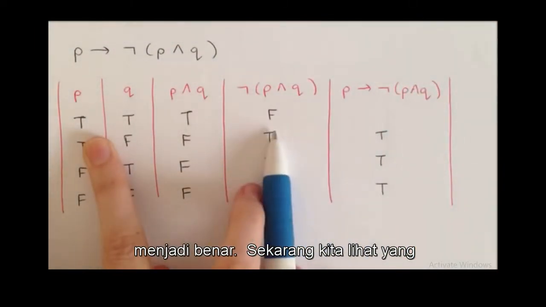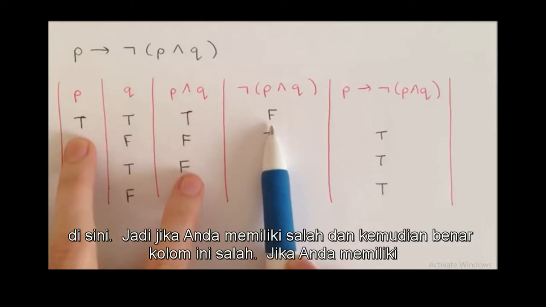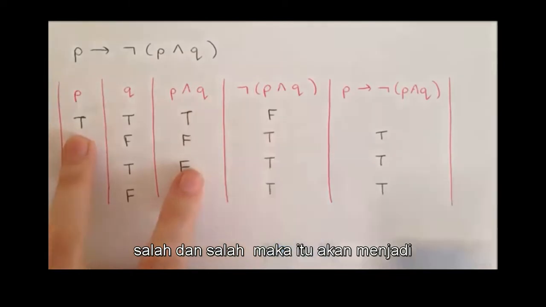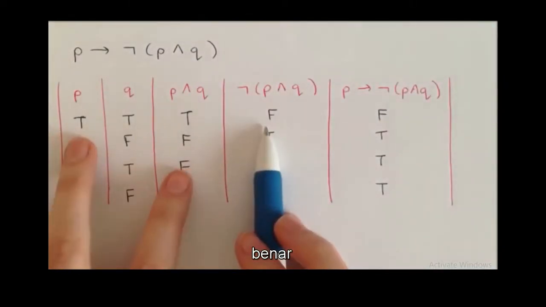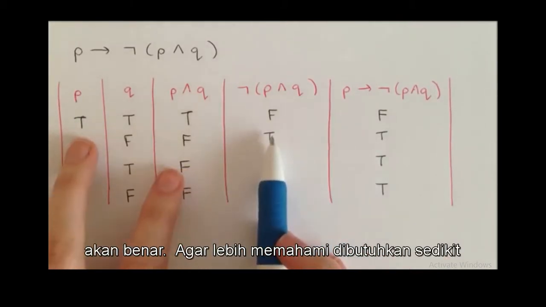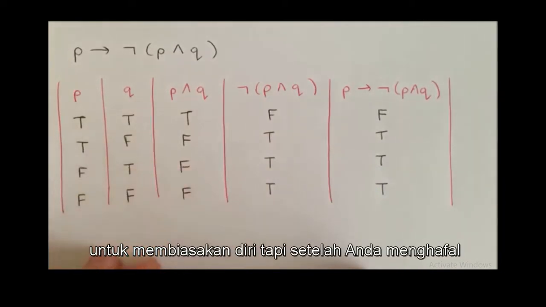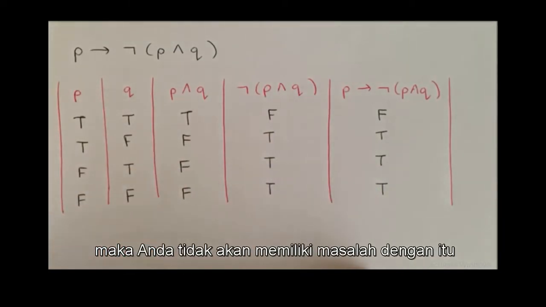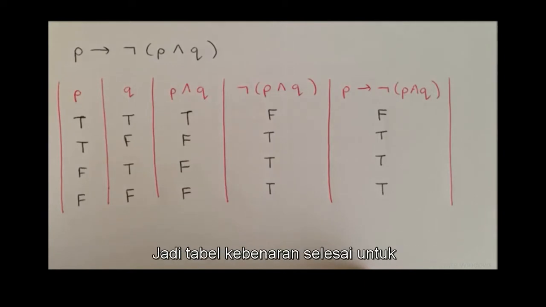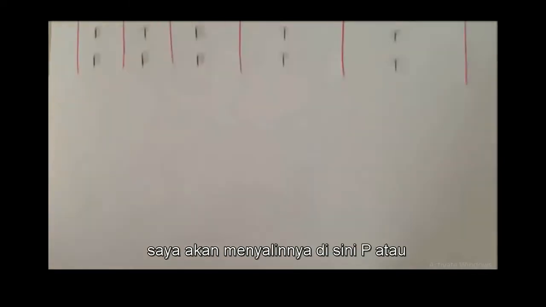Now we have a look at this one. We've got a false here and a true here. So if you have a false and then a true, this column is false. If you have a false and a false, then it's going to be true. If you have a true and a true, then it's going to be true. It takes a little bit of getting used to, but once you memorize that, then you'll have no problem with it. So that is our completed truth table for that example. Now we'll head on to another example.